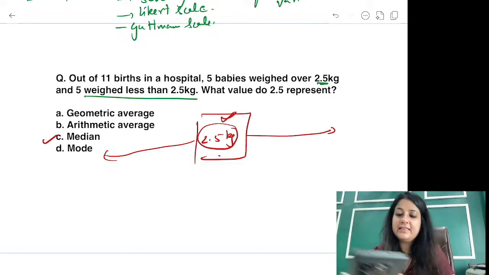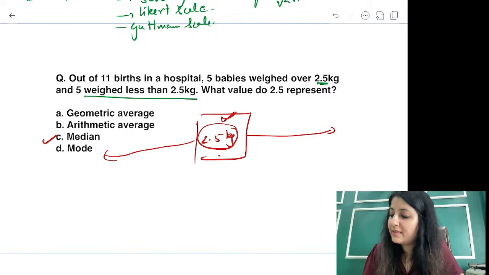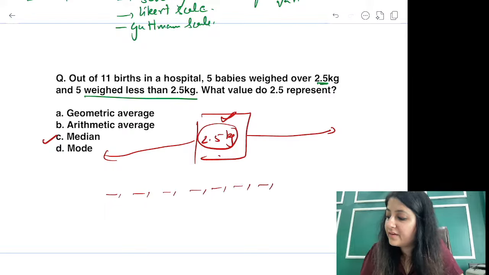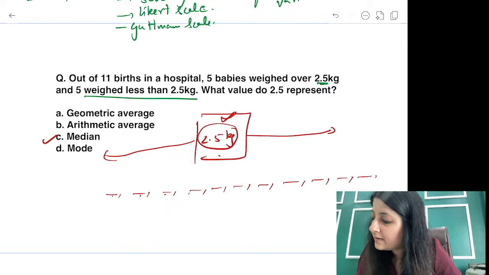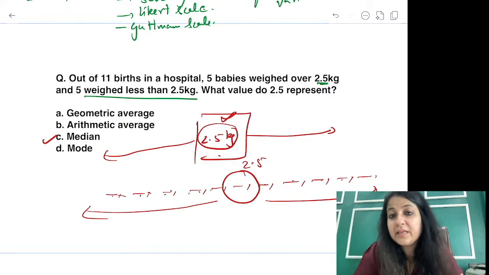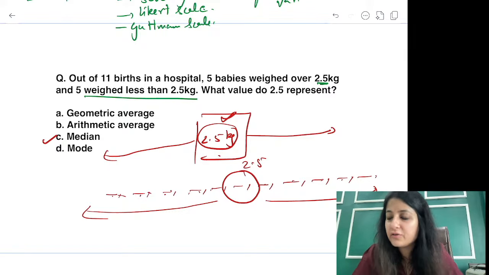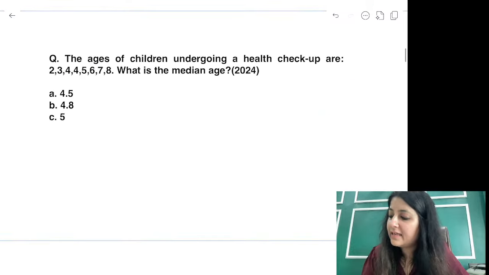How many of you answered it as median? It's not the mean. It is the median. You can very well say, suppose 1, 2, 3, 4, 5, 6, 7, 8, 9, 10, 11. Somewhere 2.5 is here. So 5 babies are above, 5 babies are below. So what is this? Median. Median is the middle value. Never forget to arrange in ascending or descending order. Always try to arrange in ascending order. Okay? Let's try out this one.